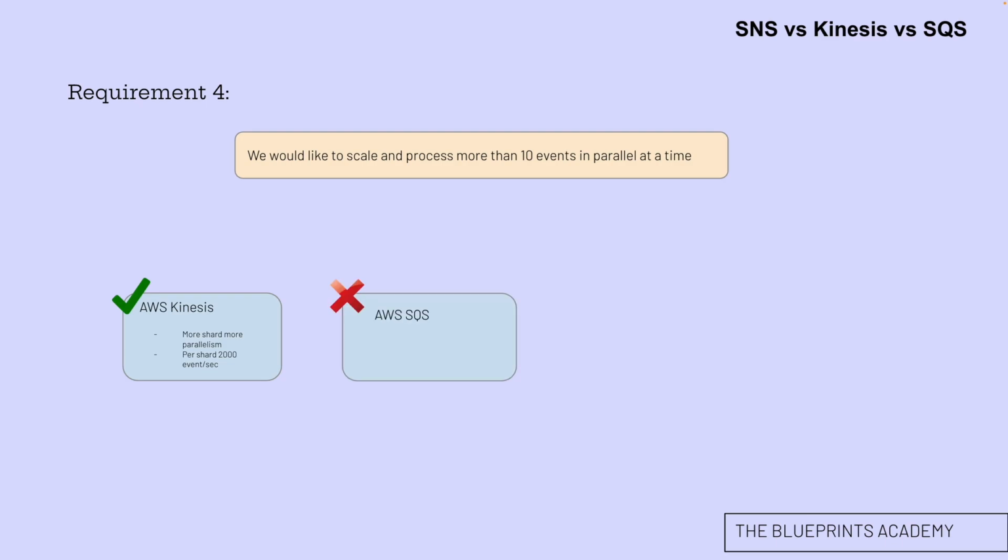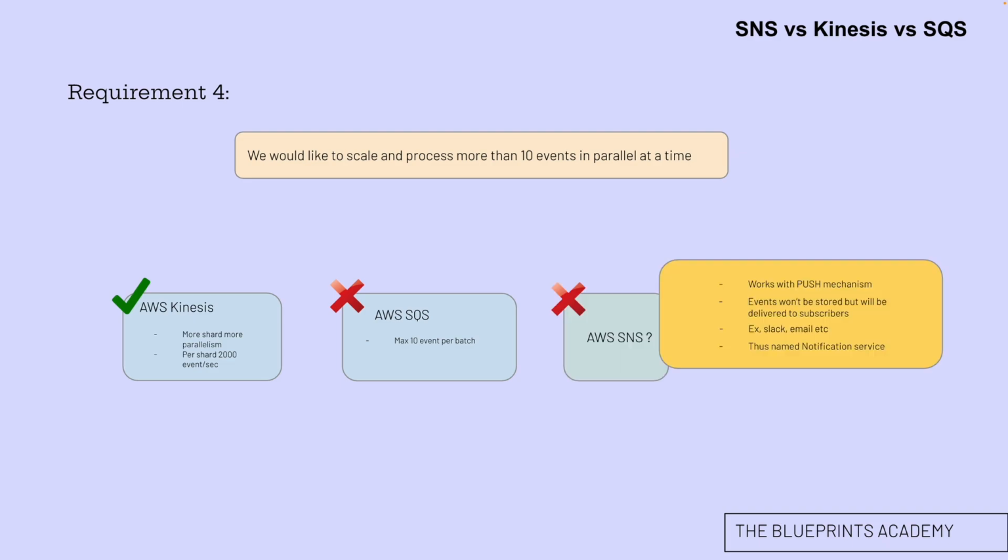With AWS SQS, it is not possible because in a single request, you can get at max 10 events per batch. So we are kind of limited here. SNS is of course not an option, obviously. So in this case, we clearly have AWS Kinesis as the one that we should go with in case of scalability, and if we are thinking of a scalable system.